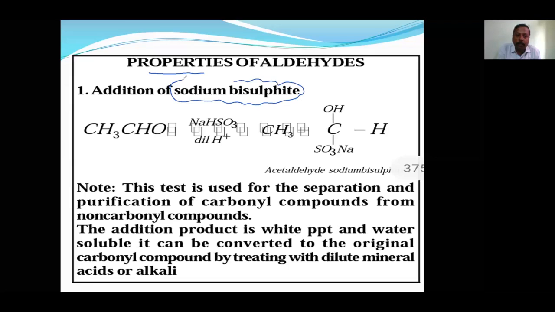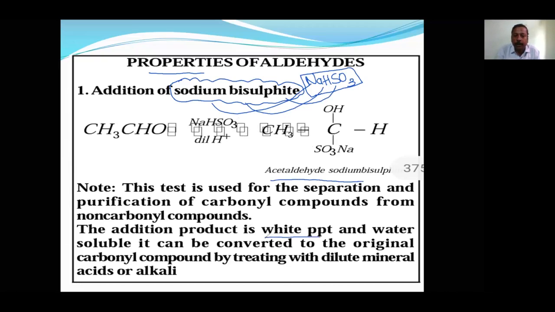First of all, what is sodium bisulfite? Sodium means Na, bi means H, sulfite means SO3. Is it understood? NaHSO3, sodium bisulfite. So when sodium bisulfite is added, it will form a crystal, which is a white PPT. This is an excellently white colored PPT.